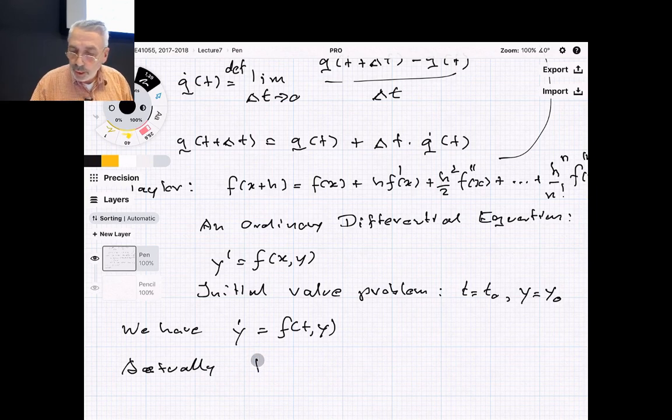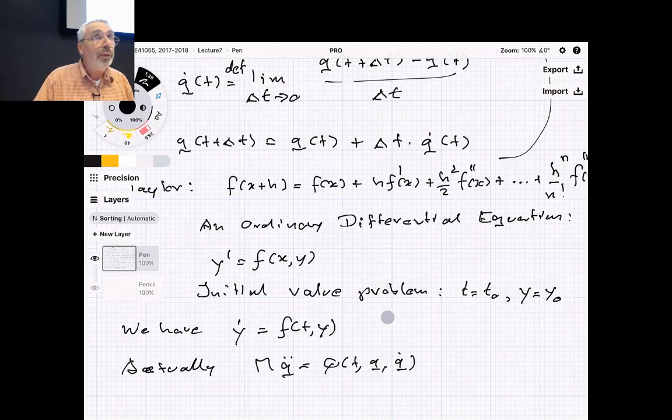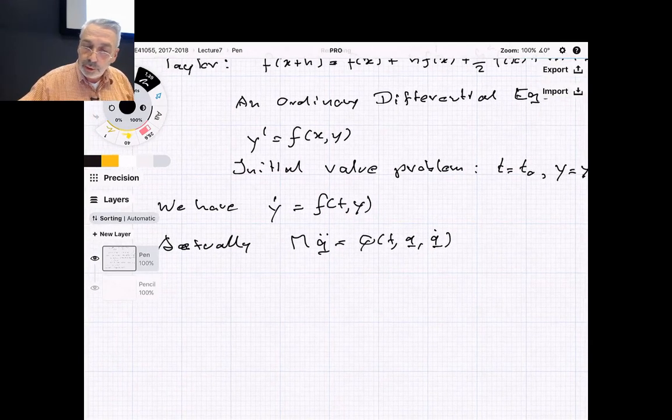We have something like m q double dot is a function of q of t and q dot. So we do not have a first order differential equation, but we have a second order differential equation. Now, all the theory in the ordinary differential equation world is built on this, which is identical, of course. And we want to use all that theory. So it is handy to bring our second order differential equation back to a first order. And that's actually super simple.